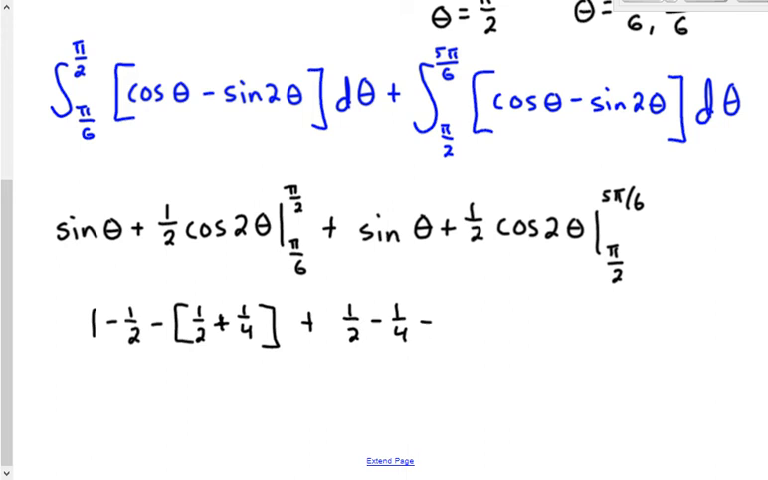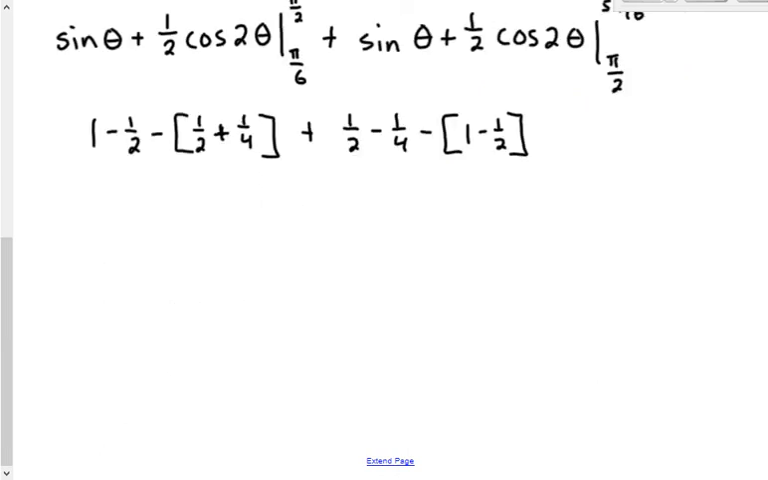And then it's going to be minus, plug pi over 2 in there, sine of pi over 2 is 1. And then this would be cosine of pi, which would be -1, times 1/2 would be -1/2. So now over here I get 1 minus 1/2 is 1/2. And then 1/2 plus 1/4 would be 2/4 plus 1/4 would be 3/4. I get 1/2 minus 3/4, which turns out to be -1/4.